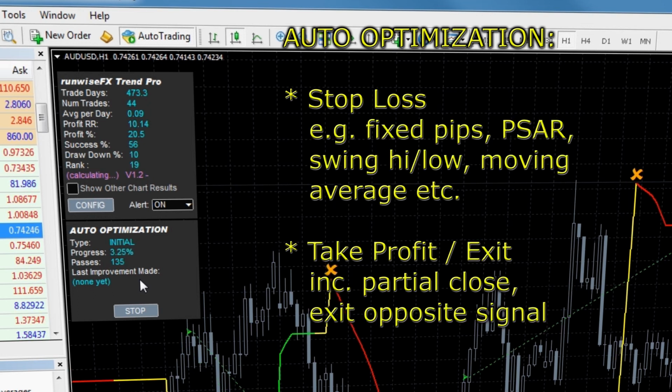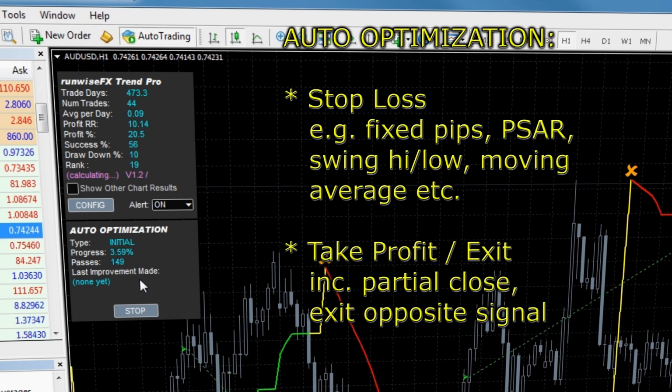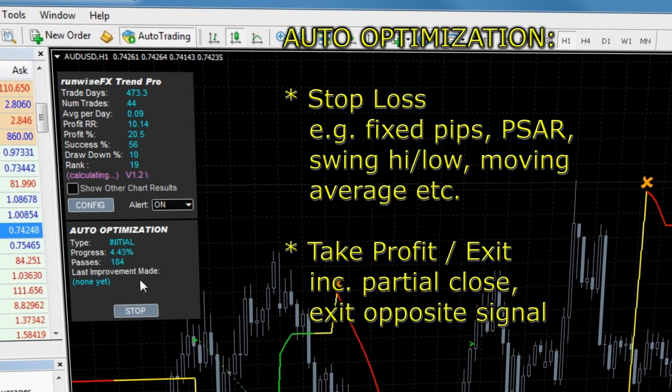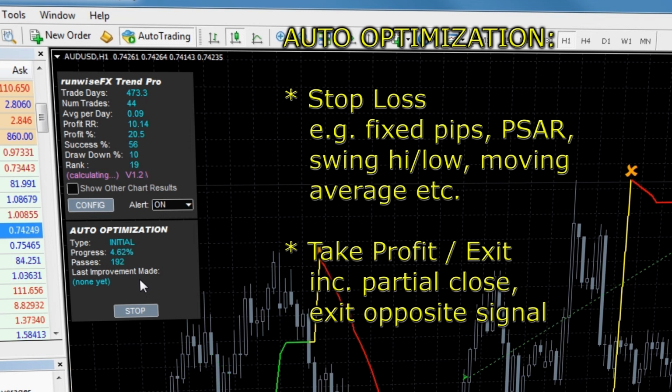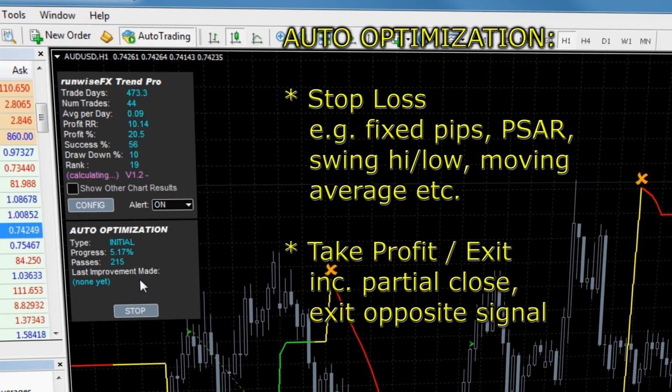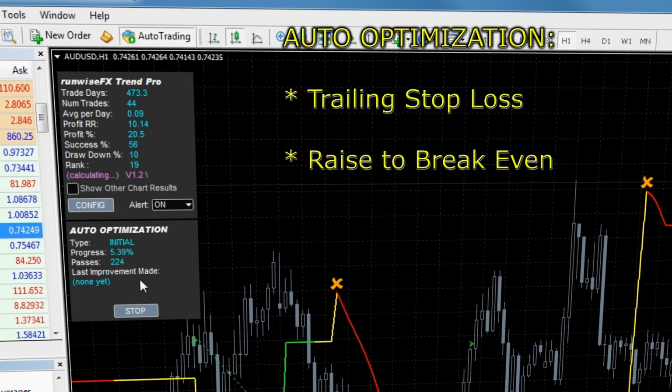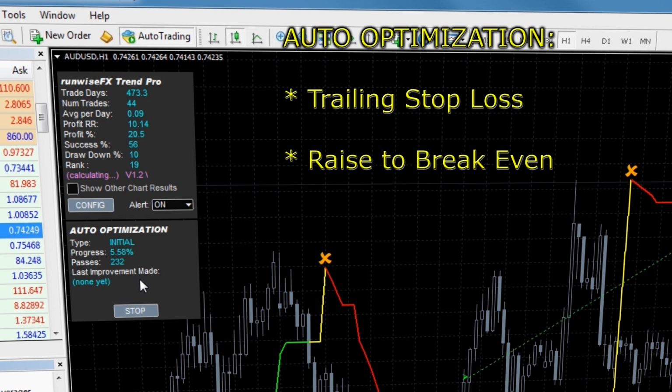And then it looks at the stop loss regime, so it tries all different types of stop loss, either fixed pips or parabolic SAR or swing high lows, recent highs, recent lows, various ones, and it just sees which is the best. And then it looks at the take profit regime and what sort of risk reward ratios to go for, even partial closes, and also exits when the indicator goes in the opposite direction. So it'll have a look to see if that's best, and it'll even try things like trailing the stop loss and raising to break even after a certain profit's been reached.